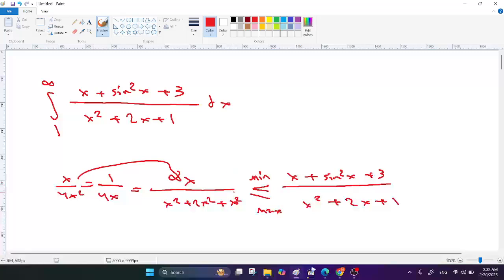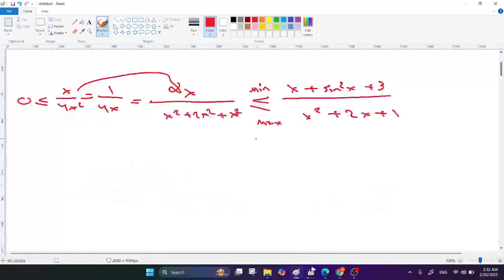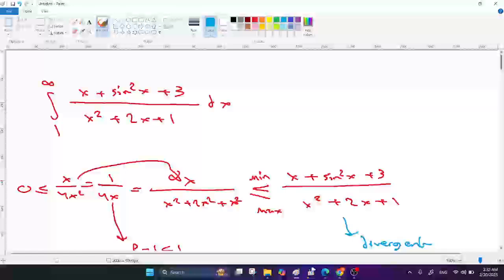Now you use that nice comparison test. So here, b equals 1, less than or equal to 1, divergent. So you get here this one also divergent. Now the next example. What's the next example? Yes, it's here.